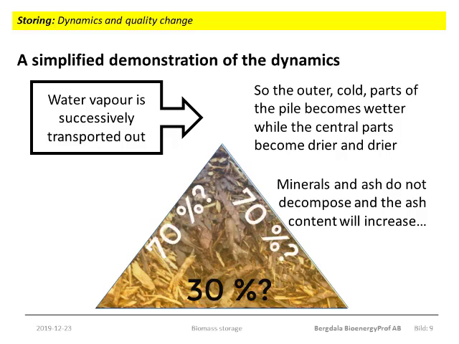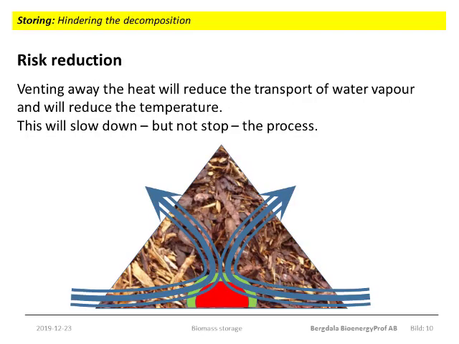the top and the outer part may be as wet as 70% moisture content. But the material will, on average, not dry very much, if it dries at all, and the ash content will become higher. These processes cannot be stopped, but they can, to some extent, be slowed down.